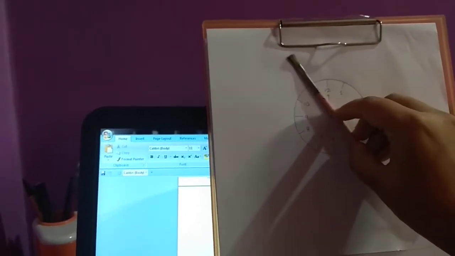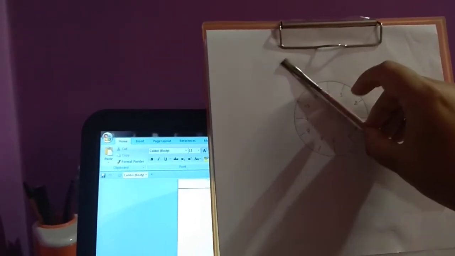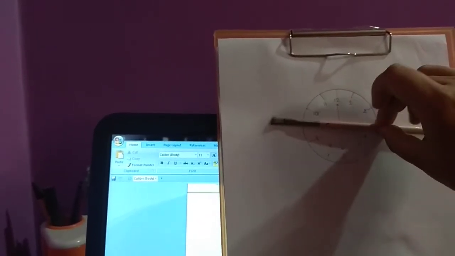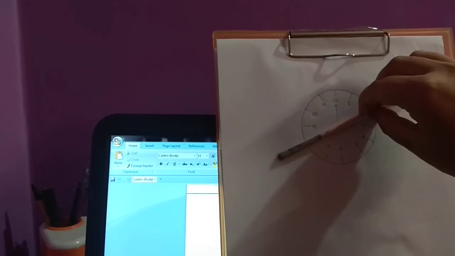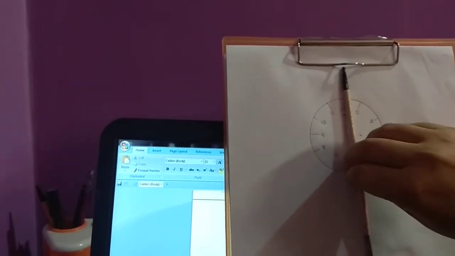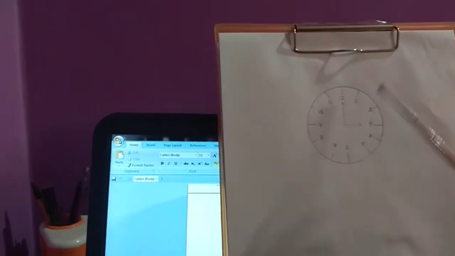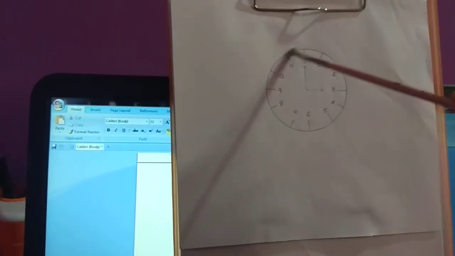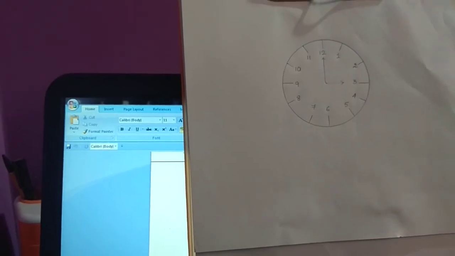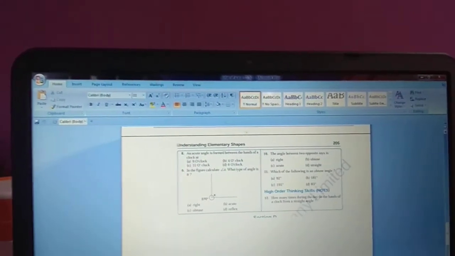Then 5:55, 4:50, 3:15, 2:40, 1:35, and again at 12:30. So in a day the hands of the clock form a straight angle 24 times, because in a day there are 24 hours. So here we sum up this exercise.